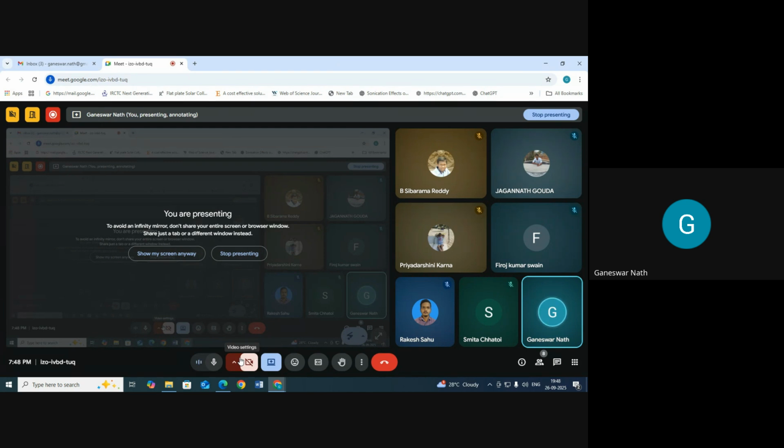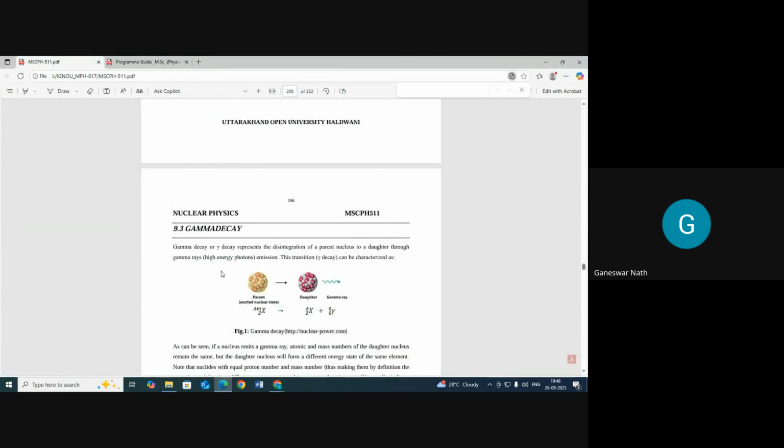Okay, then you can see here, gamma decay simply represents the disintegration of a parent nucleus to a daughter through gamma ray. If this is a parent nucleus, you can see this is a gamma ray, because you know gamma rays have atomic number 0, mass number 0, and this is the same as that of the parent nucleus, with the emission of a photon.